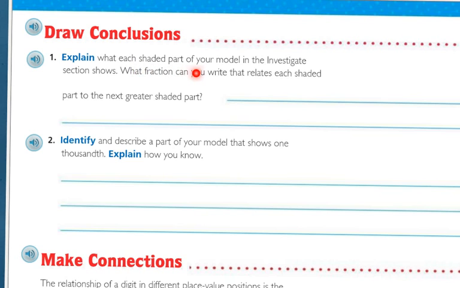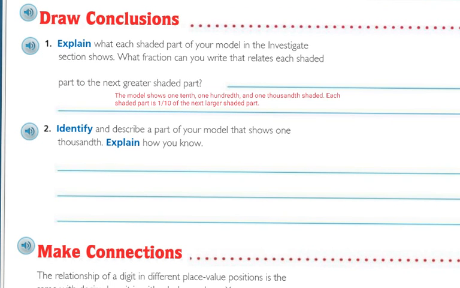Explain what shaded part of your model in the investigation section showed. What fraction can you write that relates to the shaded part of the next greater shaded part? The model shows that 1/10th, 1/100th, and 1/1000th are shaded. Each shaded part is 1/10th of the next larger shaded part.